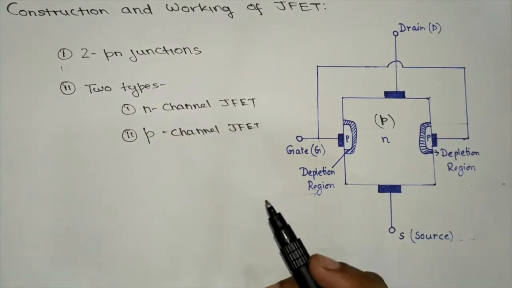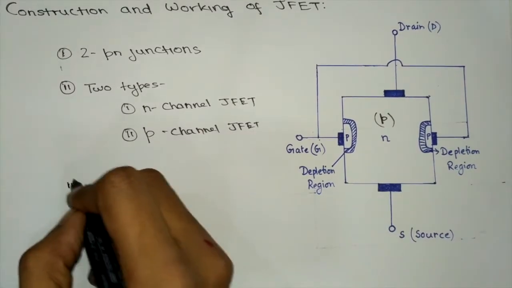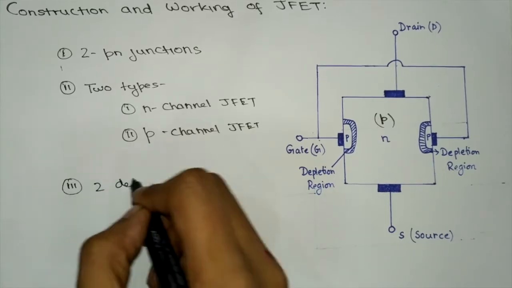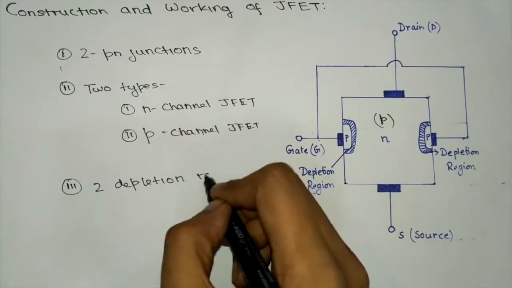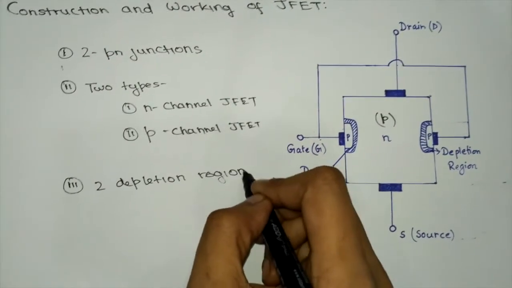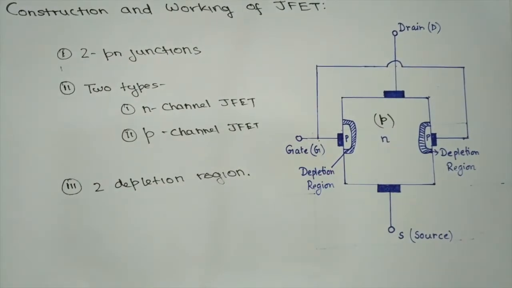Since there are two PN junctions, therefore there are two depletion regions also. In this depletion region, there are no charge carriers present.